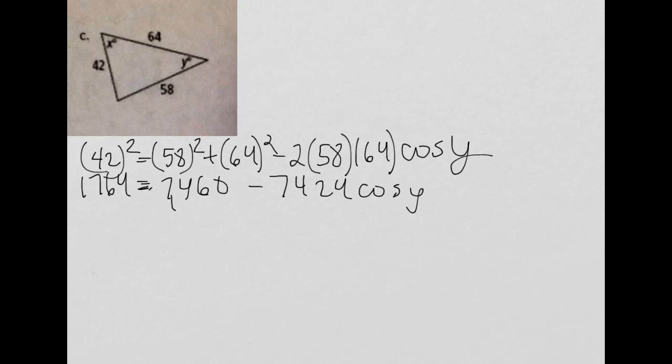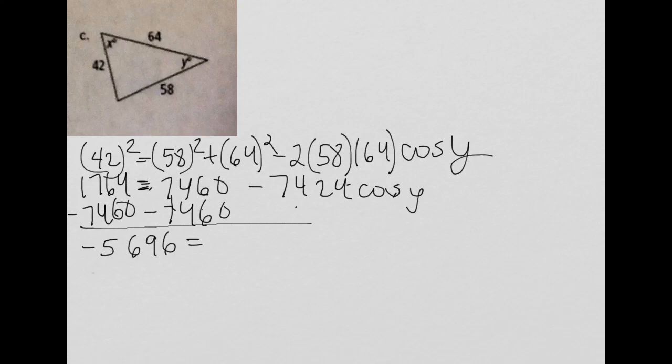1,764. Now, the most important concept here is that you cannot subtract this number from 7,460. It's attached by times in cosine y, so instead I need to subtract 7,460 over to the left side. So I'm going to subtract 7,460 from that number. I get negative 5696, which equals negative 7424 cosine y.